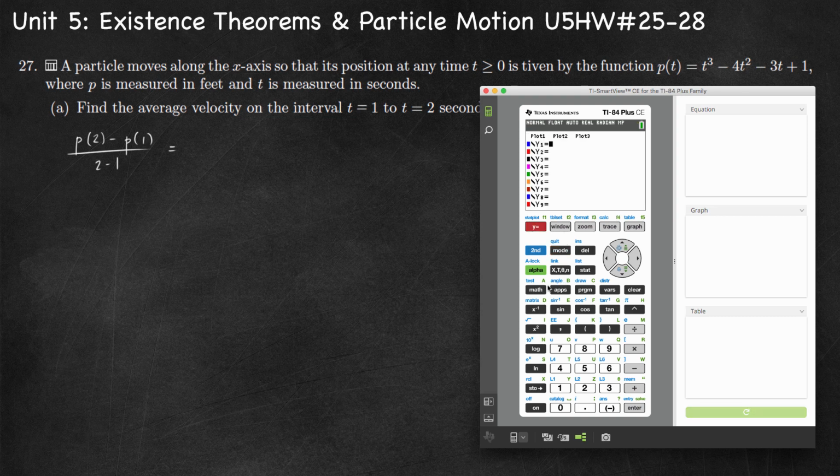So let's enter our position equation. We've got t cubed minus 4t squared minus 3t plus 1.